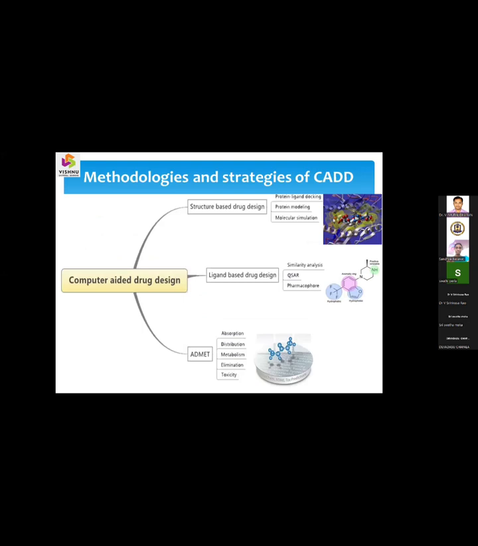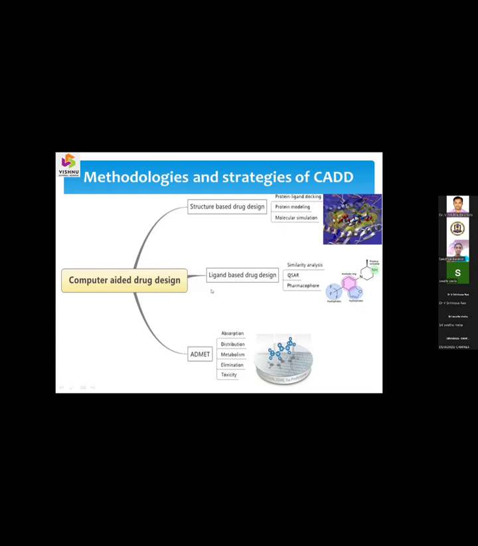Methodologies and strategies of CADD. In computer-aided drug design, we have structure-based drug design, in which we have protein-ligand docking, protein modeling, and molecular simulation. The next one is ligand-based drug design. Structure-based drug design is a direct method. First, we have to identify the protein and crystallize the protein. We have to go for the 3D structure of the protein, and we have to know the 3D structure. And again, we go for protein-ligand docking. That is a direct method.